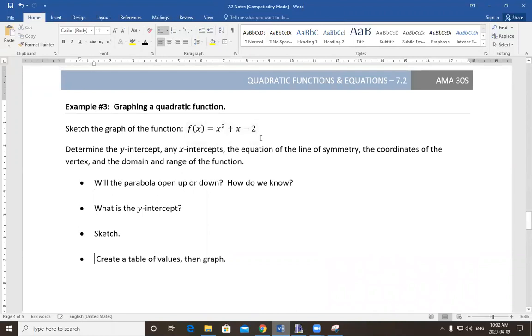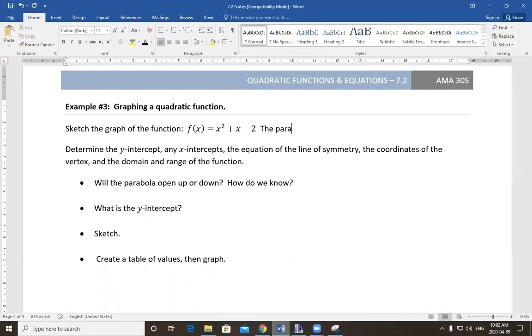Sketch the graph of the function. This is just, there's no context here. It says sketch the graph of the function, state the y-intercept, any x-intercepts, the equation of the line of symmetry, the coordinates of the vertex, and the domain and the range of the function. Okay. What I'm going to change here is I'm going to put one restriction.